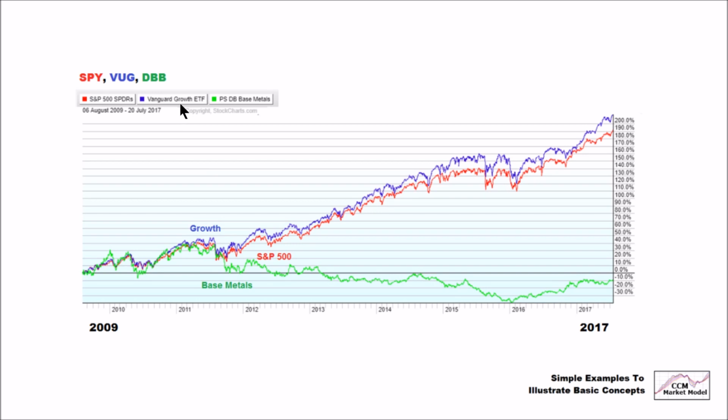If we owned VUG and stuck with the master model, not only did VUG move roughly in unison with SPY, the blue and the red, but it outperformed. This is really what we want. We want something that can outperform potentially and also leverage the risk management tools with the master market model. These 2 positions did very, very well.